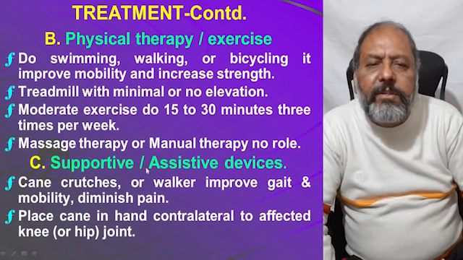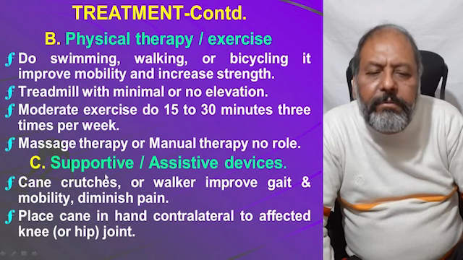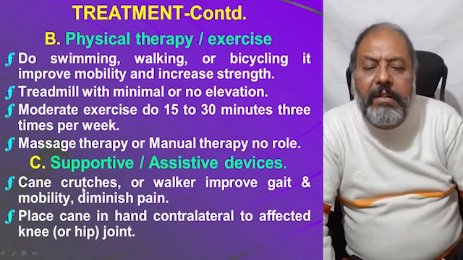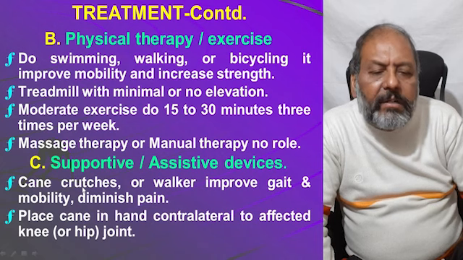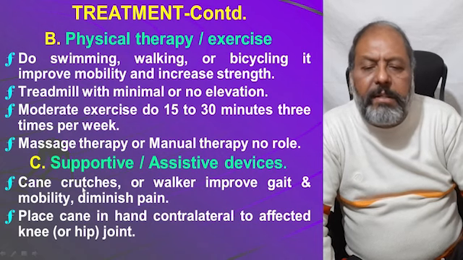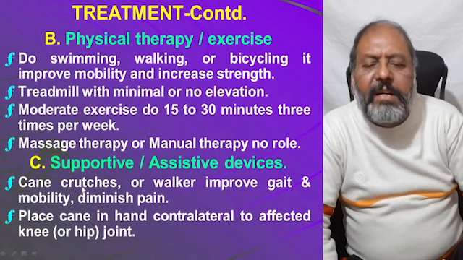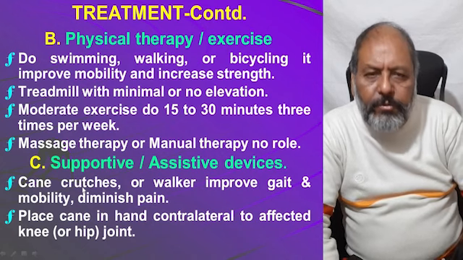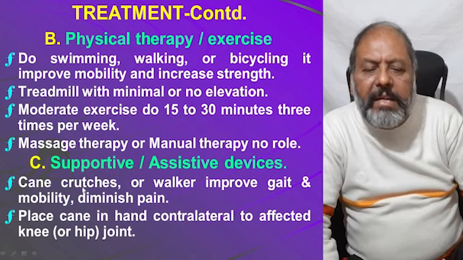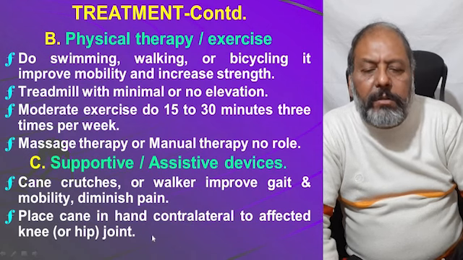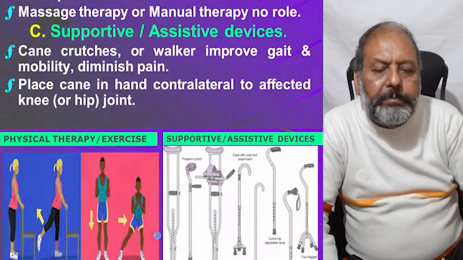Now, the next in treatment is supportive or assistive devices. These are cane, crutches, or walkers, which improve gait and mobility and diminish the pain. When using the cane, place the cane in the hand contralateral to the affected knee or hip joint.